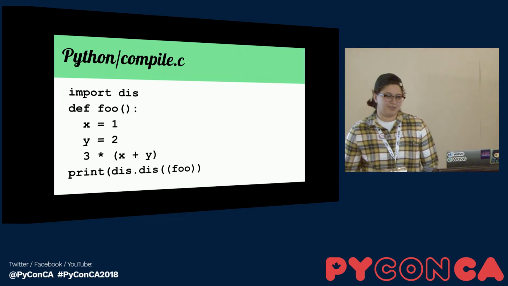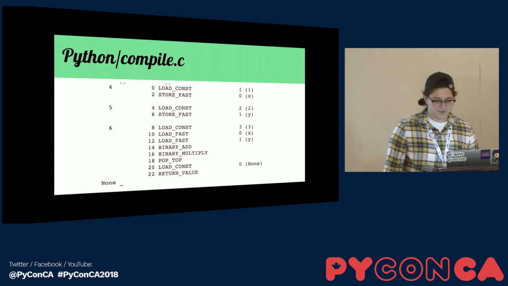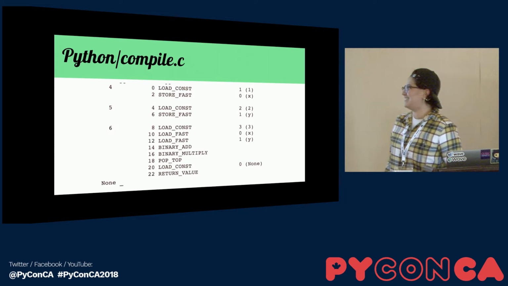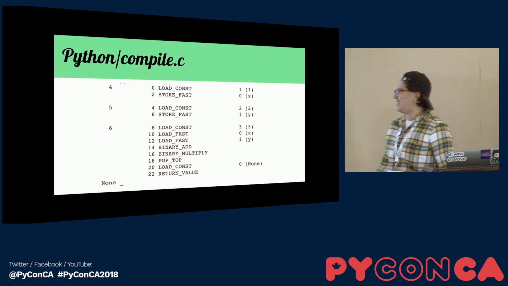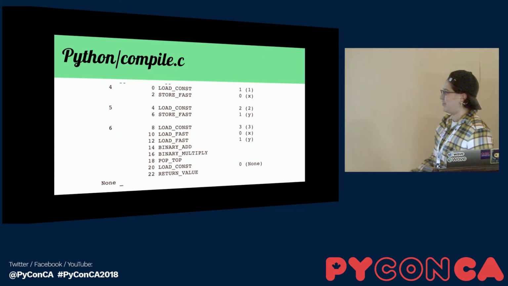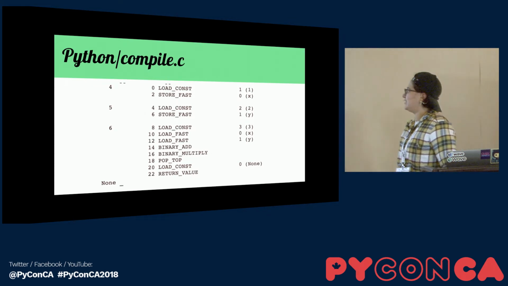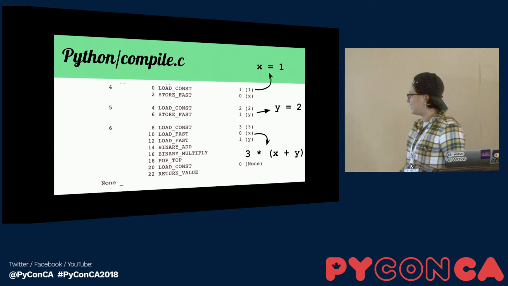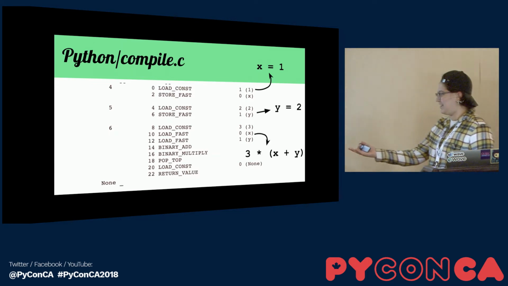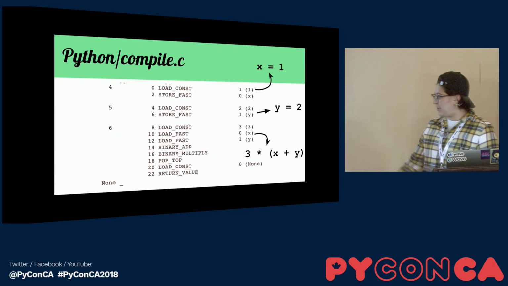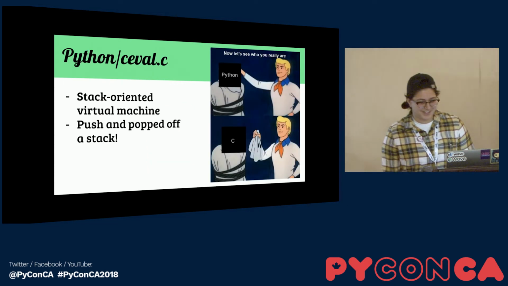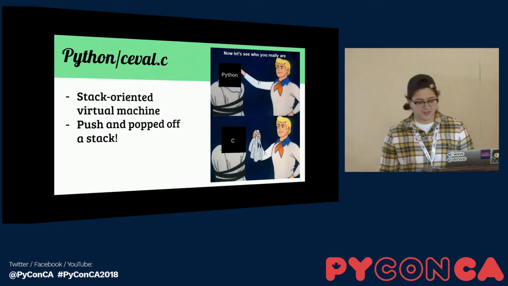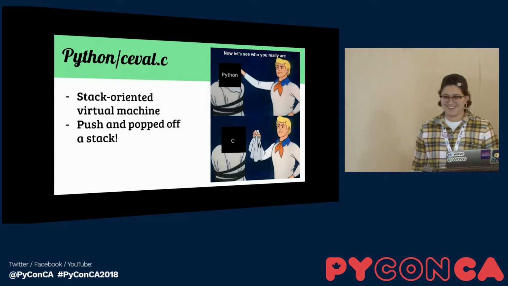If we look at our example, this is what we would get if we print the disassembly. The left column is the line of your code, and in the middle it shows you the operation it's doing. So it's loading constant for x equals 1, and then for y equals 2, and then the third step is when it does a binary add, binary multiply, and then it pops the function, which brings us to our next thing. Python runs on a stack-oriented virtual machine, so your functions and your code get pushed and popped off the stack.